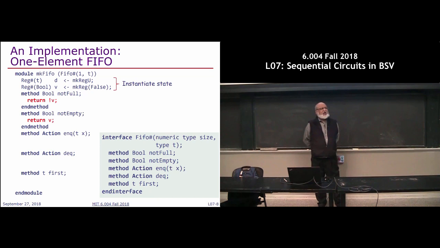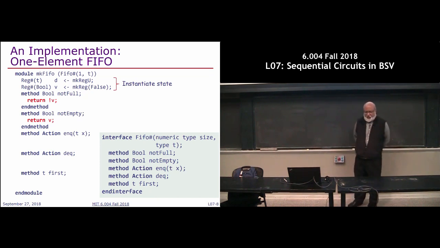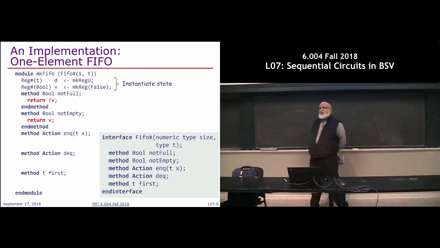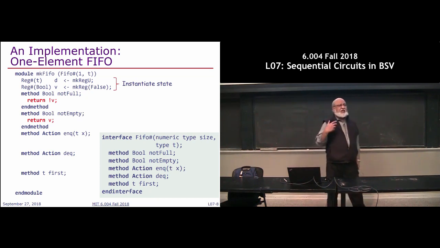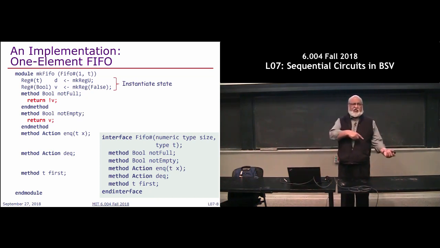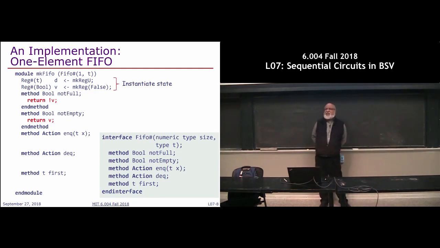Okay, not empty. Well, if it has something in it, it's not empty, right? So just return V in this case. All right? NQ, what is NQ going to do? Remember, you can only NQ if it is not full. That was written in the previous slide. So if you are using this object properly, then you would have checked that, and you will say V gets true and D gets whatever value you gave me.